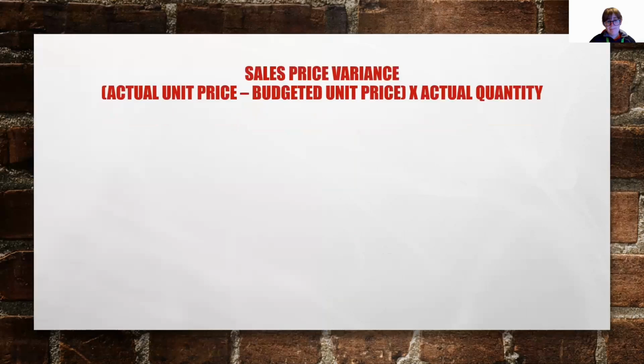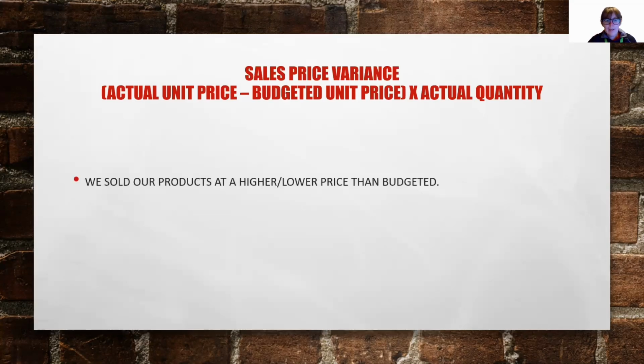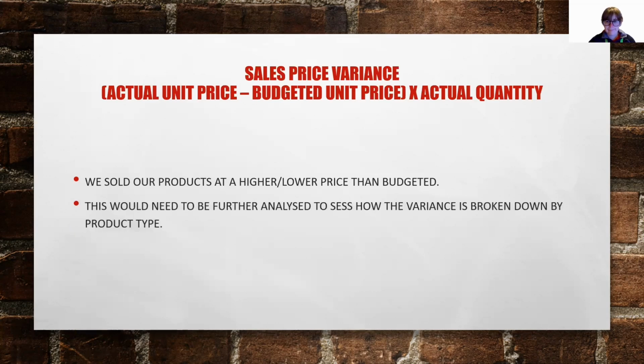Sales price variance then. So this is our actual unit price, less our budgeted unit price multiplied by our actual quantity. So we have sold our products at a higher or lower price than budgeted. This, however, does need to be further analysed. You cannot rely on this calculation on its own. You need to assess how the variance is broken down by product type.